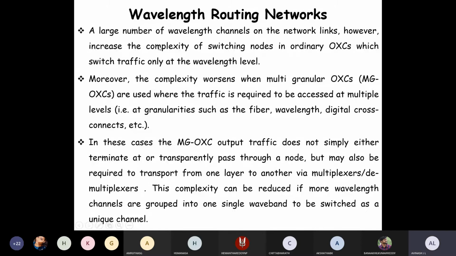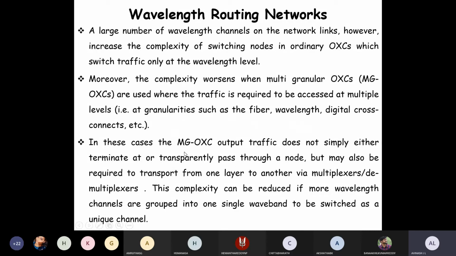Here, a large number of wavelength channels on the network links, however, increases the complexity of switching nodes in the ordinary OXC, that is, optical cross connectors, which switch traffic only at the wavelength level. Moreover, the complexity worsens when multi-granular optical cross connects are used, when the traffic is required to be accessed at multiple levels.